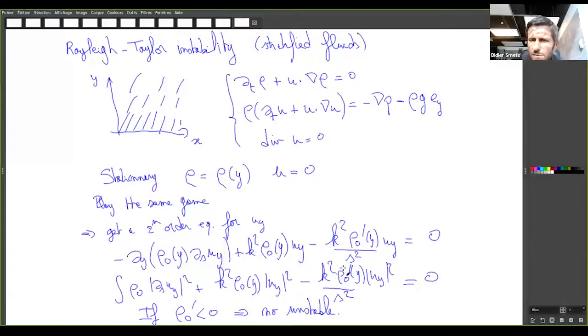Okay, well, first, as before, if rho 0 prime is of constant sign, I'm going to have no non-trivial solution if 1 over S squared has a non-trivial imaginary part. So this only gives me the real part.